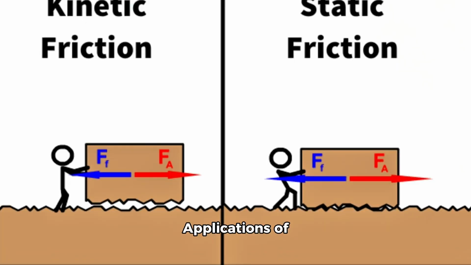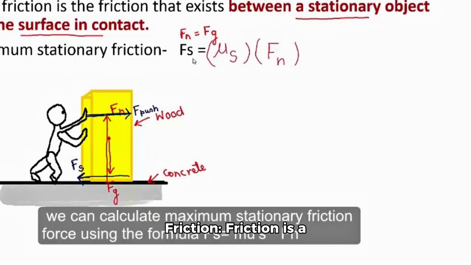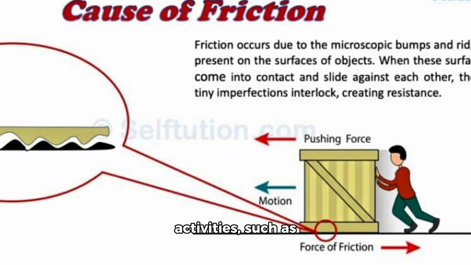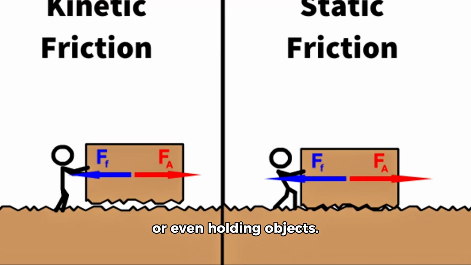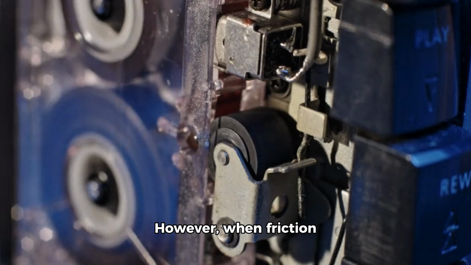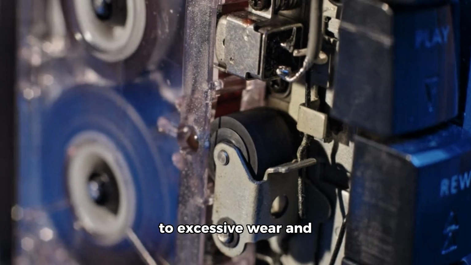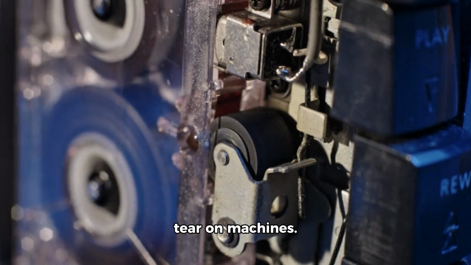5. Applications of friction. Friction is a significant factor in a variety of everyday activities, such as writing, driving a car, or even holding objects. However, when friction is abused, it can lead to excessive wear and tear on machines.